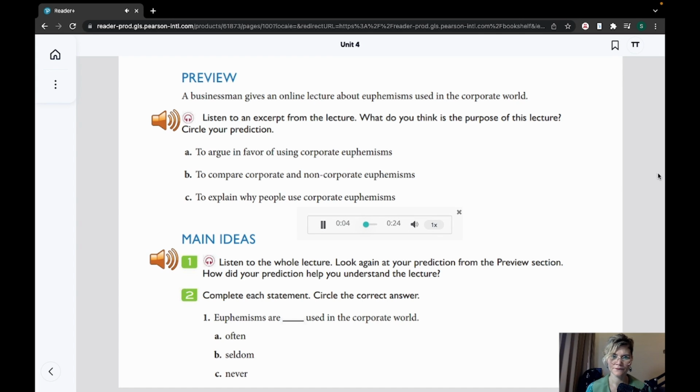Euphemism. A friend of mine got a letter from his employer that said the company was having a workforce reduction because of changes in the market environment. What they really mean is that a bunch of people are going to be fired because the company is in financial trouble. So why didn't they say that directly? Exactly. So what do you think the purpose is of this lecture? A, B, or C?